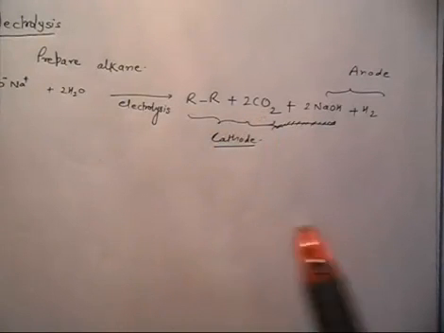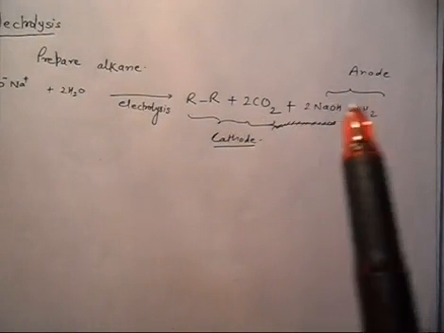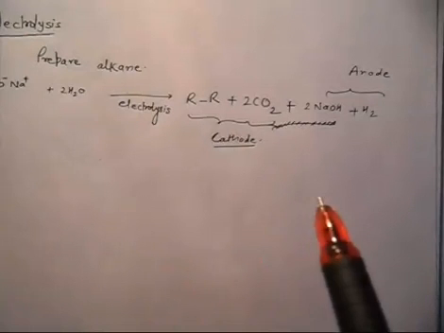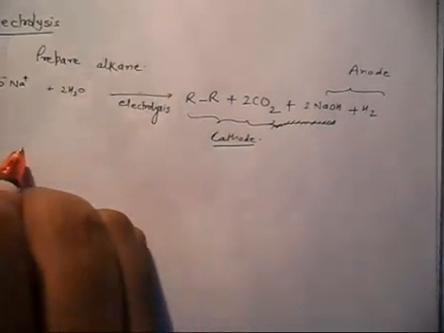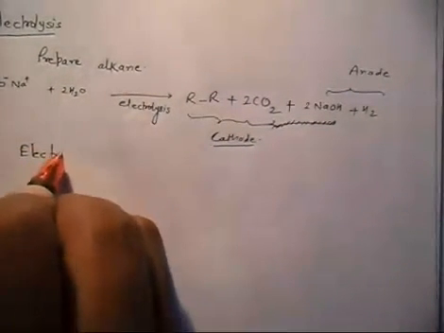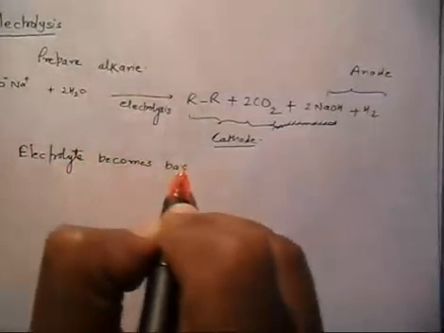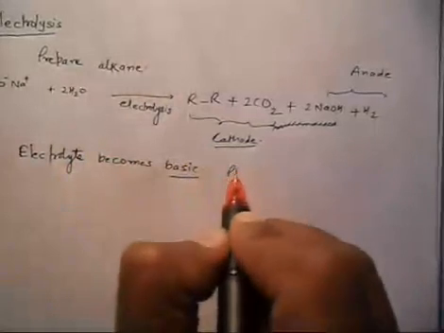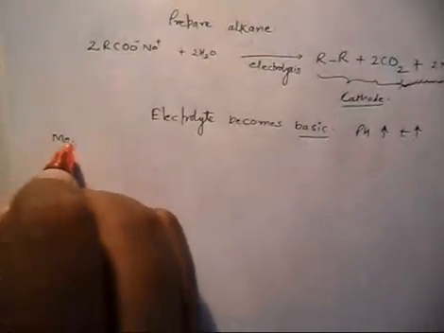As the reaction goes on, the solution will have more NaOH, so the solution will become basic and more basic. As time progresses, the solution becomes highly basic. So I can say the electrolyte becomes basic as time goes on. This means pH increases with time. Now let us discuss the mechanism for this reaction. The reaction mechanism is an easy one.